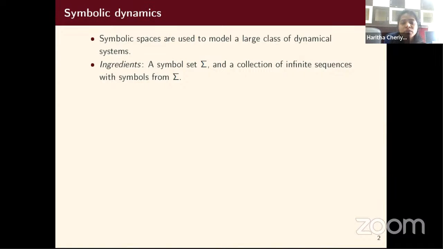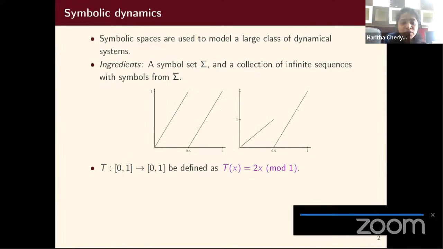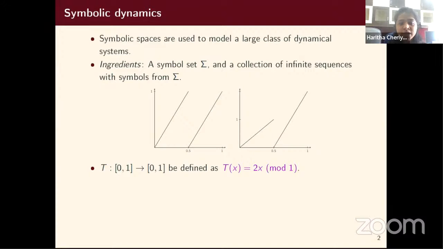Let's see an example of how a dynamical system can be modeled using a symbol space. For example, look at this map on the left-hand side, which is a map on the interval [0,1] defined as T(x) = 2x mod 1. It's called the doubling map. To get a symbolic representation for each point on the interval [0,1], we divide the interval into two equal parts, I0 and I1.